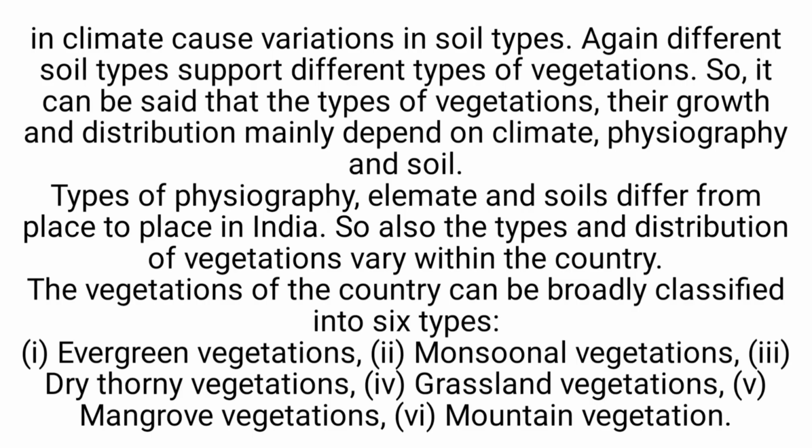The vegetation of the country can be broadly classified into 6 types. Number 1, evergreen vegetation. 2, monsoonal vegetation. 3, dry thorny vegetation. 4, grassland vegetation. 5, mangrove vegetation. 6, mountain vegetation.